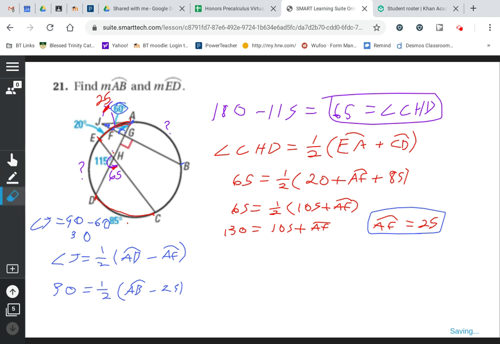So what I can do is, why don't I just multiply both sides by 2? And that gives me 60 equals AB minus 25. So that tells me AB here is 85. And that's one of my answers. So AB is now 85. So we got that, 85. I'm just writing it all over the place.